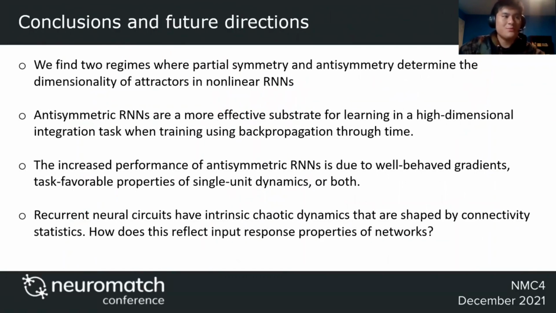To recap our work, we model two major connectivity structures using RNNs, partial symmetry or antisymmetry, and self-coupling. These connectivity structures are observable and have possible functional significance in real neural circuits. We find two regimes in which partial symmetry and antisymmetry affect the chaotic dynamics and the attractor dimension of the network. And this depends on whether the network is in the weakly or strongly chaotic regime, which in turn depends on both the coupling strength and the strength of self-coupling in the network.